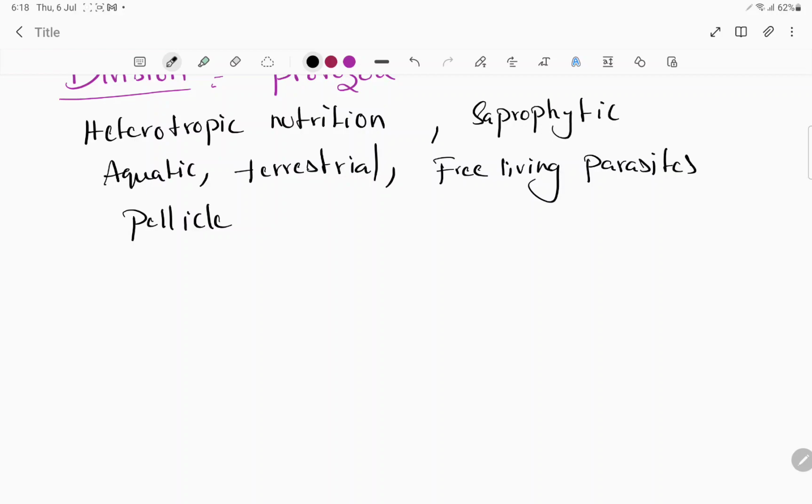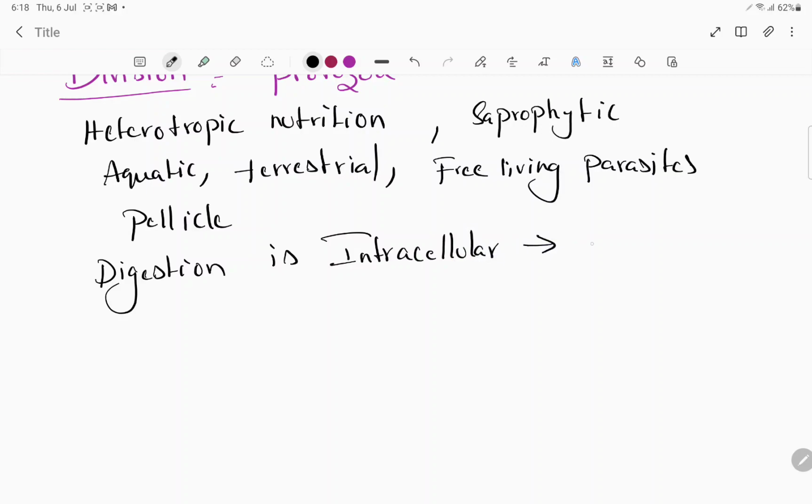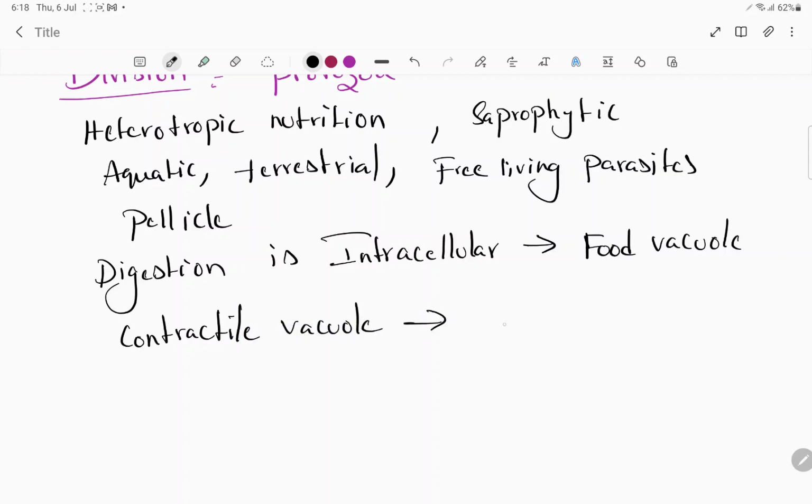You can see locomotory structures like cilia, pseudopodia and flagella. The mode of nutrition is holozoic or saprozoic. Digestion is intracellular and occurs in the food vacuole. Respiration occurs through the general body surface, through exchange of gases. Nitrogenous waste is also removed through the general body surface. Contractile vacuole is there for osmoregulation.